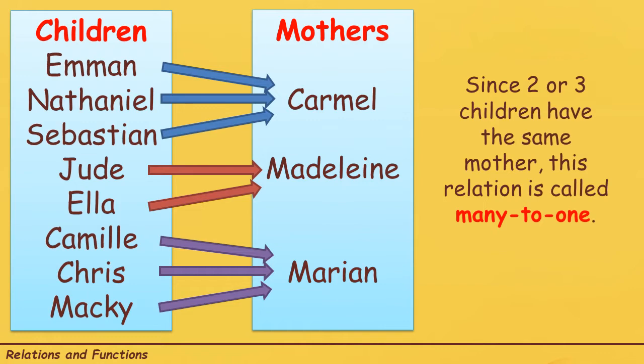Ganon din kay Ella at Jude. Okay, so that is two children, many. Ang kanilang mother is Madeline. Ang kanilang mother ay isa lang. So many children, one mother. Many to one. Ganon din sa ating panghuli, which is Camille, Chris, and Mackie. Many children to one mother, which is Marian. Okay, so this is called as many to one relation. So don't forget that.